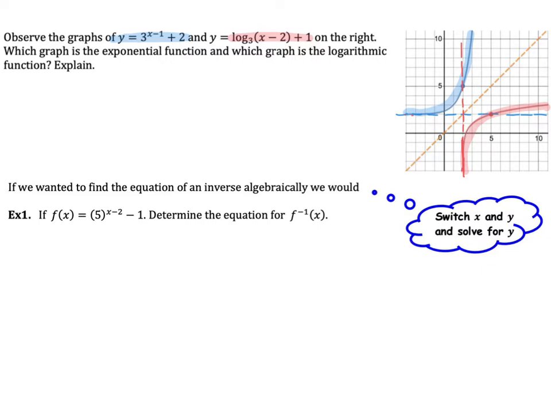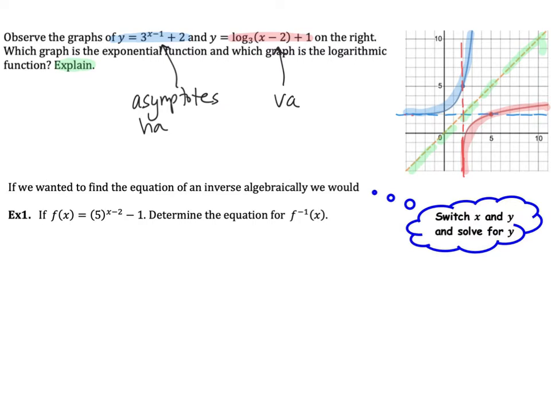Those two functions are inverses of each other because they are reflective over this dotted line, the y equals x line. And again, how did I know which graph was which? Well, it's based on the asymptotes, right? So an exponential has a horizontal asymptote and a logarithmic has a vertical asymptote.